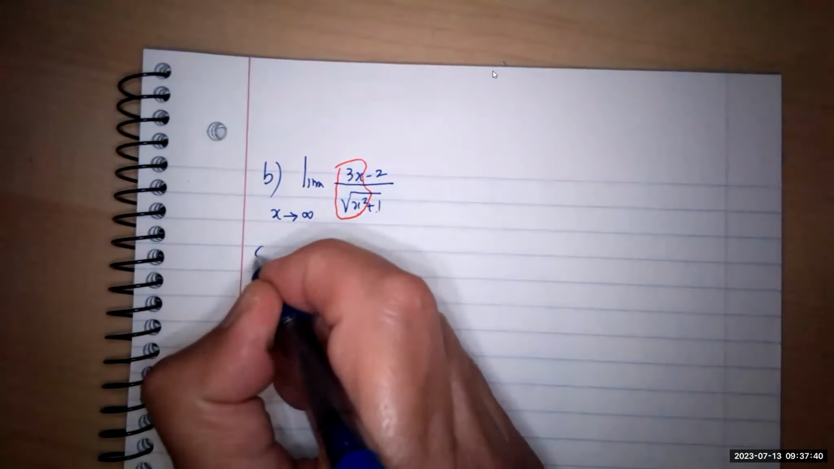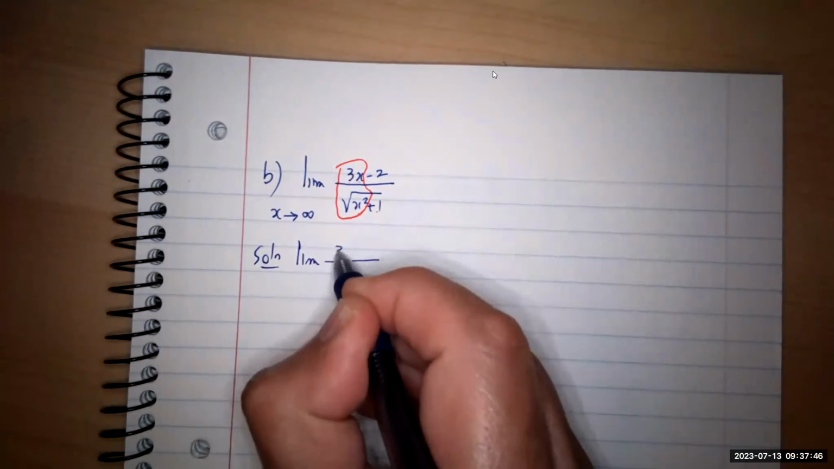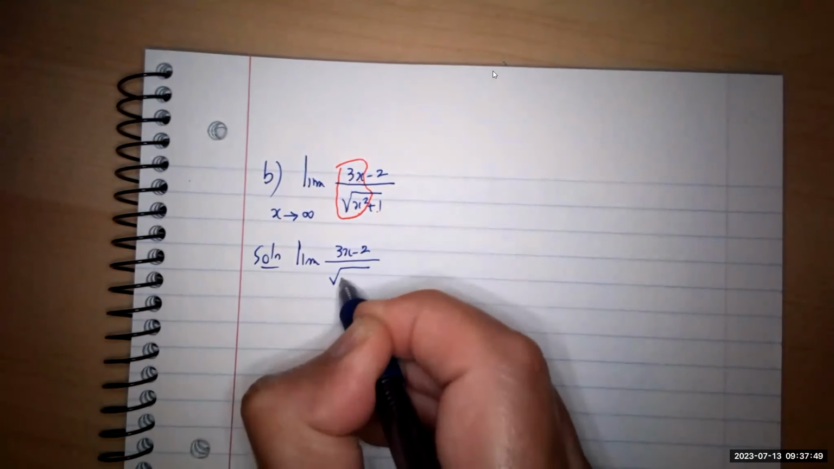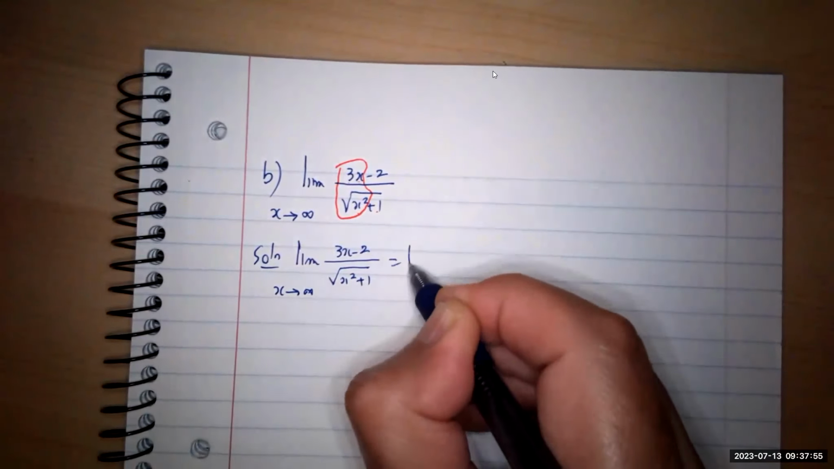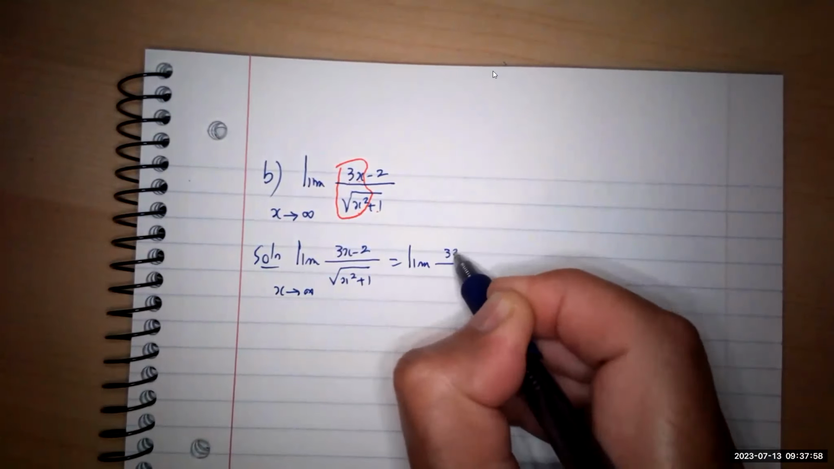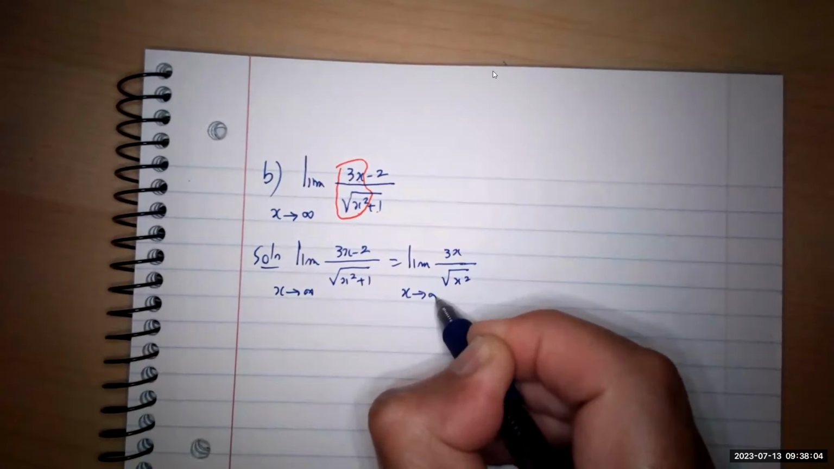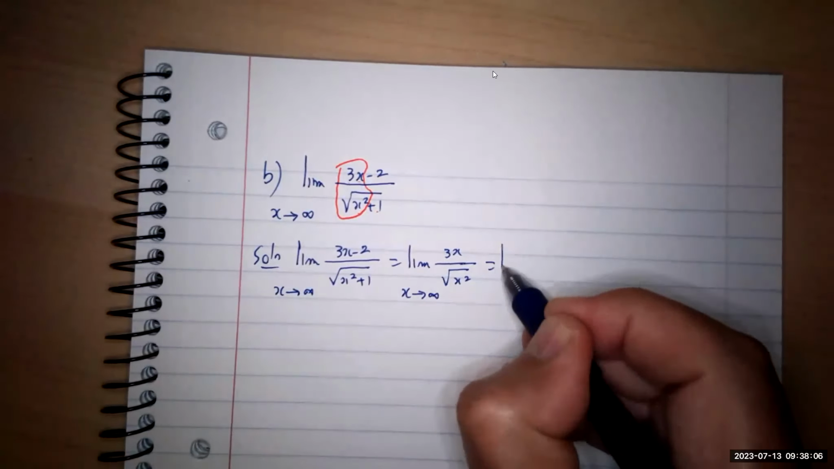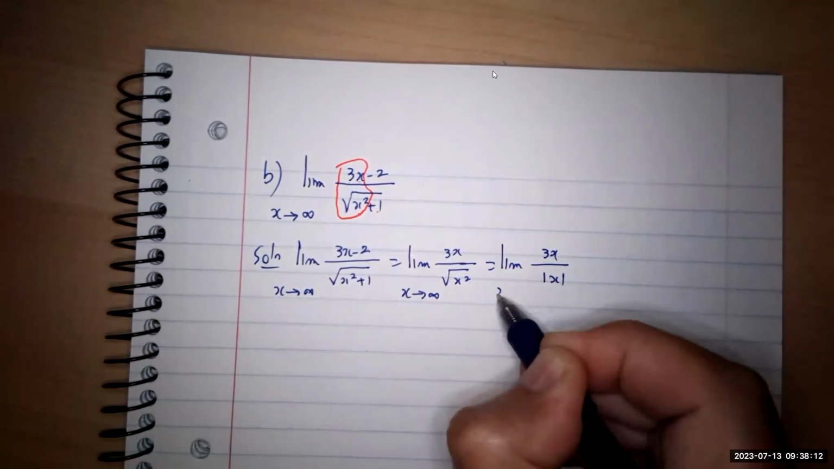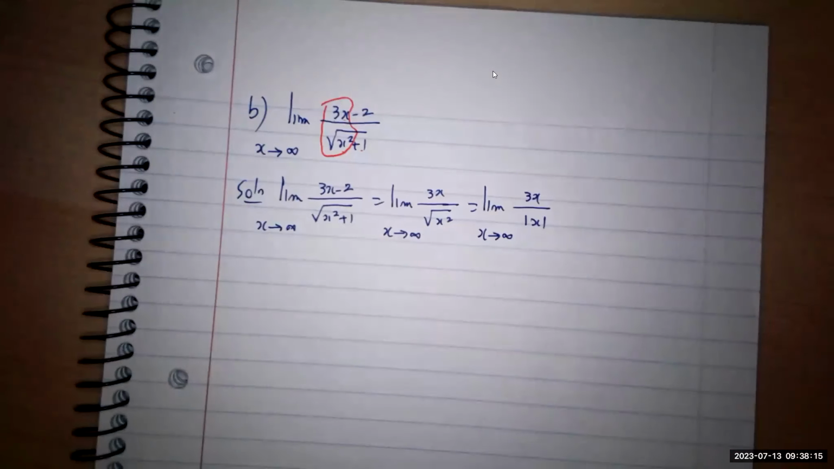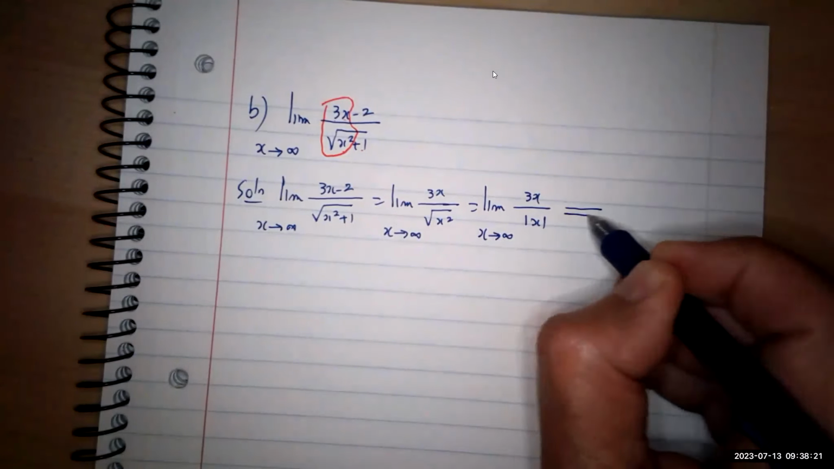So the solution is, I repeat, the limit of 3x minus 2 over the radical of x squared plus 1, as x goes to infinity. It would shrink to the limit of 3x over the radical of x squared, as x goes to infinity. Again, the radical of x squared is the absolute value of x, so 3x over the absolute value of x. Now again, x goes to positive infinity, so x is positive.